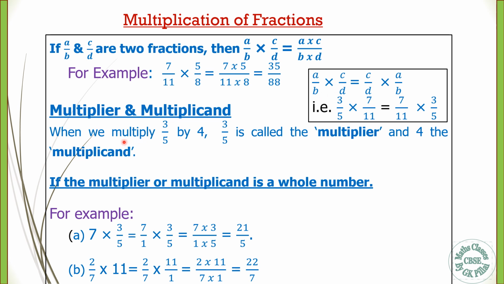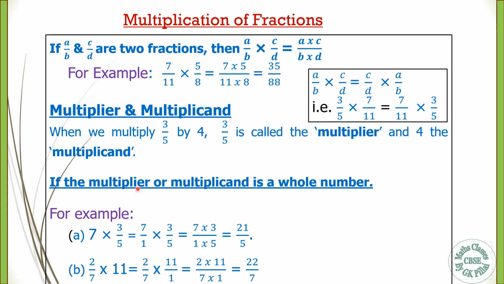Now, there are two terms associated with multiplication of fractions, multiplier and multiplicand. When we multiply 3 by 5 by 4, 3 by 5 is called the multiplier and 4 is called the multiplicand. You must have studied about fractions earlier also, but this is the first time we are using two separate words to identify these two. The first one is multiplier and the second one is multiplicand.